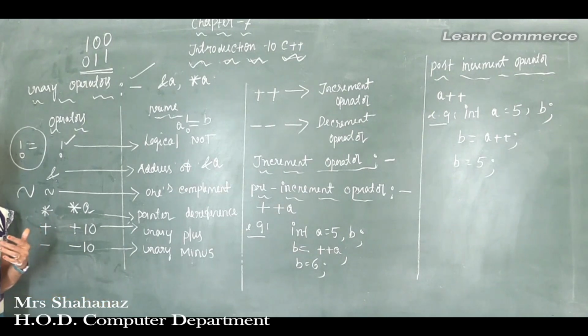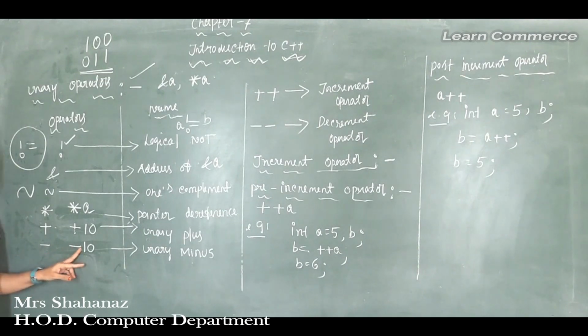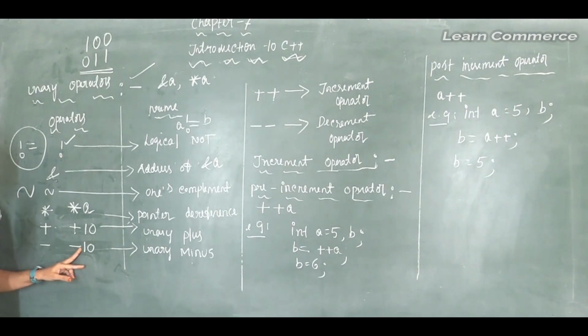And why are we using such an operator? To represent the signed negative operand. Clear this one? To represent the signed negative operand by using the minus. So clear this point here?